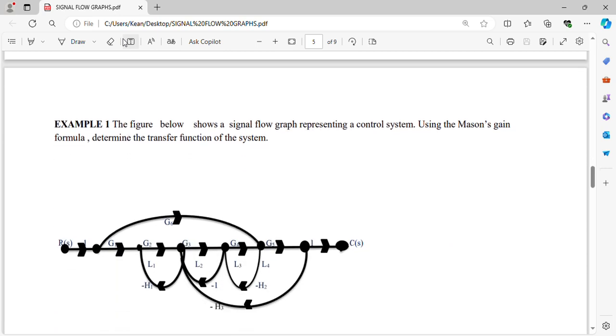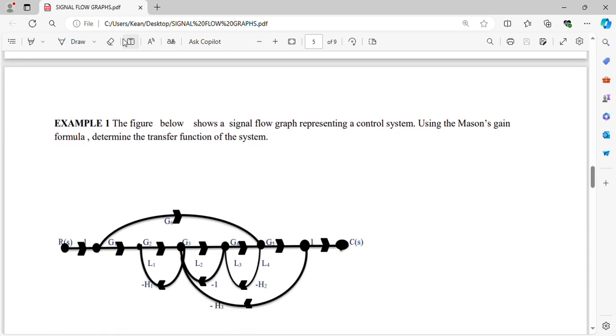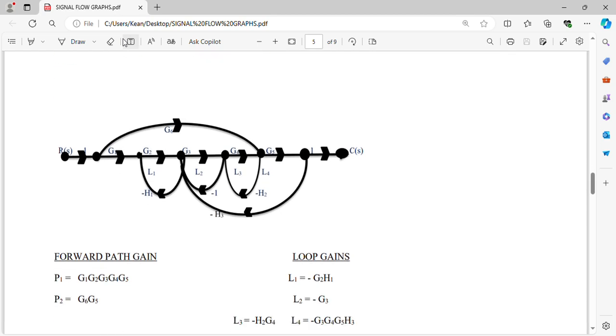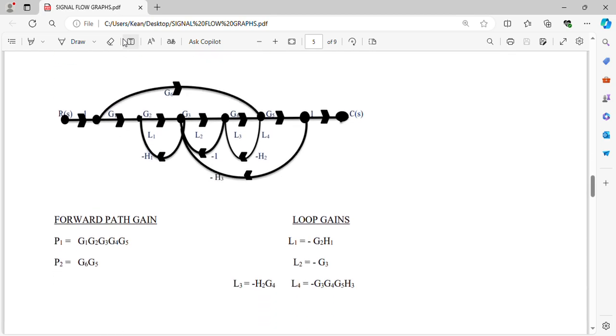For the example, we are supposed to find the transfer function. The first thing we write is the loop gains. We note the loop gains. The loop gains are actually supposed to be 4 according to us. We have L1, L2, L3, and L4. So we write all the loop gains as shown below the loop gains heading.